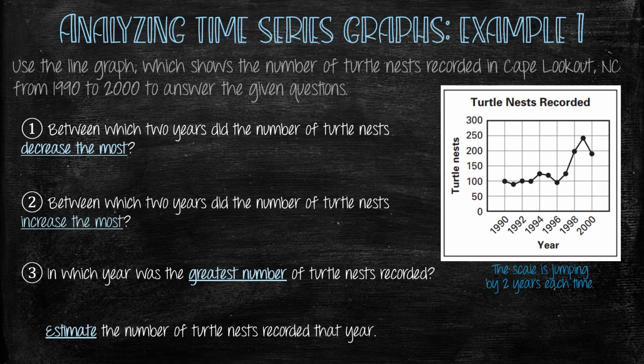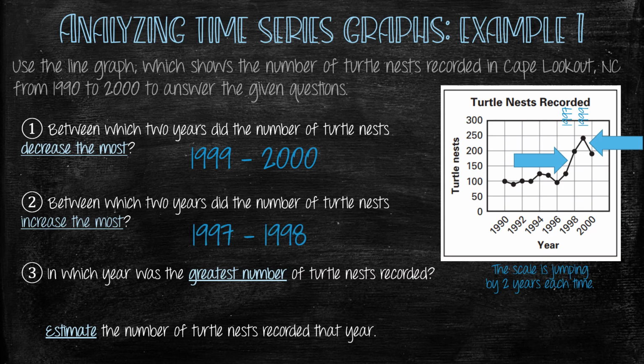Between which 2 years did the number of nests decrease the most? So the steepest decline is right there. And like I said, there's 2 years between each one. So 1999 would be there in the middle, and then there's 2000. Between which 2 years did the number of turtle nests increase the most? So the steepest climb, which would be this segment, starts in between 96 and 98. So that would be 1997. So between 1997 and 1998.